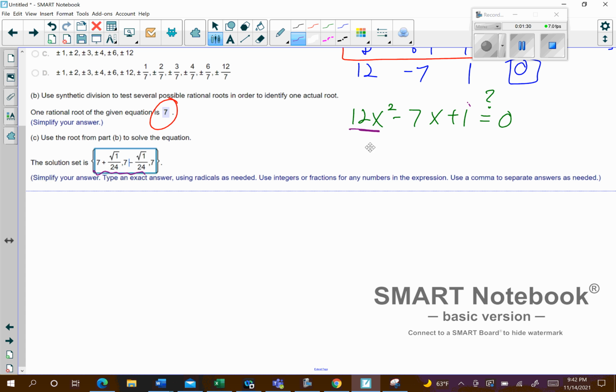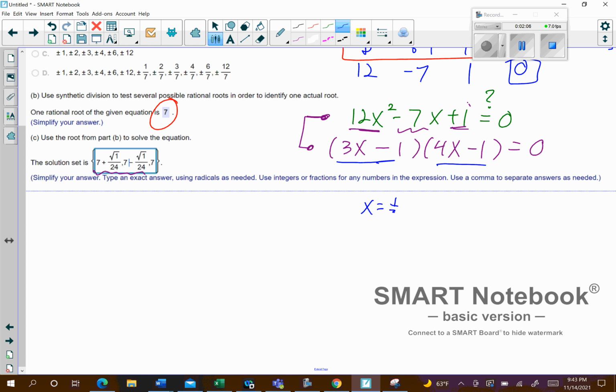So to break up 12, you could probably either break it up into a 3 times 4 or a 6 times 2. And I can tell just from experience it's going to be a 3x and a 4x. And then the only way you're going to get that 1 right there, but then somehow add to that negative 7x when you do the outer and the inner, they're both going to have to be minus 1. And so if you FOIL this together, you'll see that those match. And so then when you take each one of these and set them equal to 0 and solve, you would get x equals 1/3, and then the other one would be 1/4.